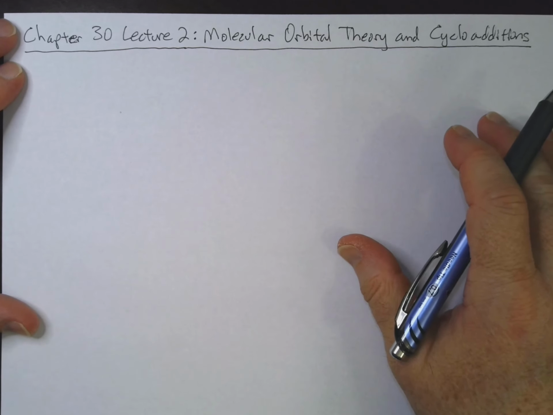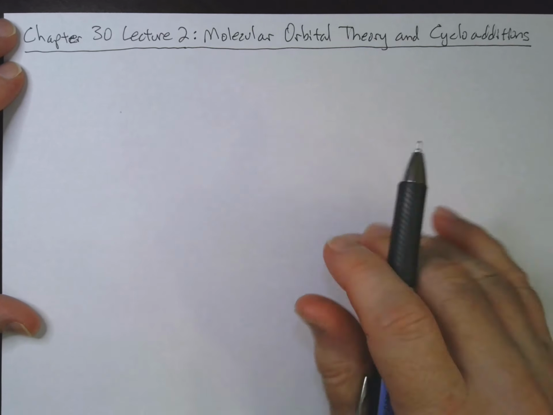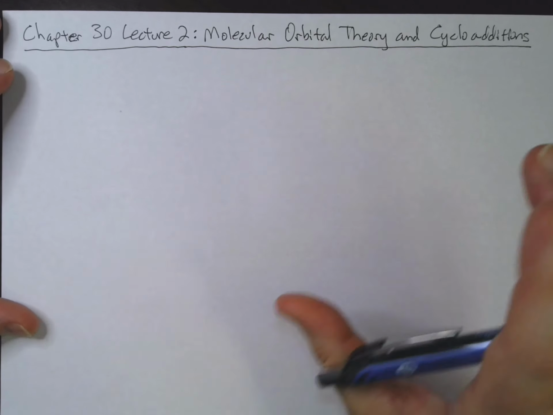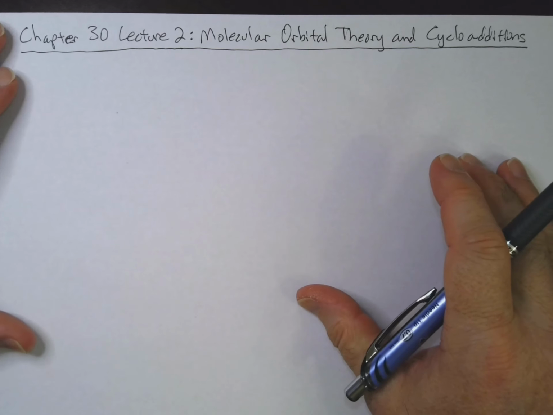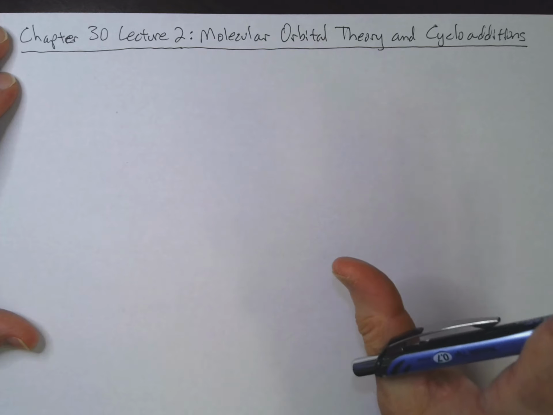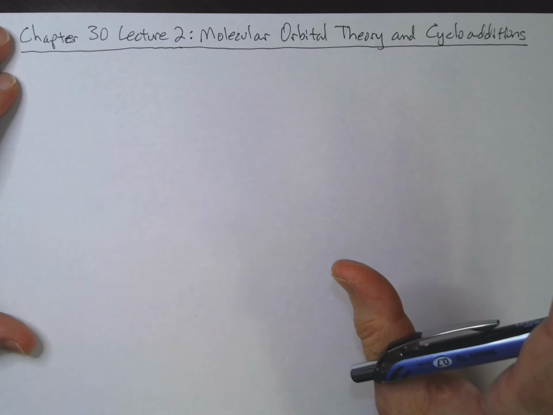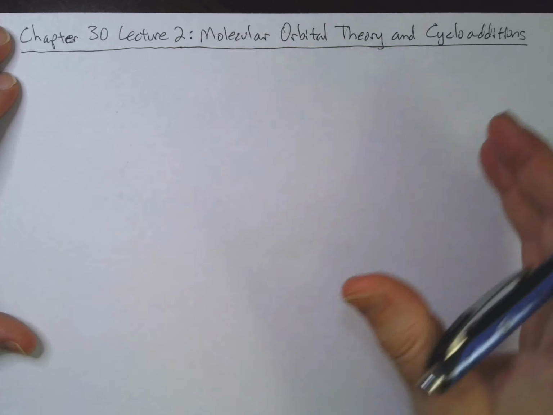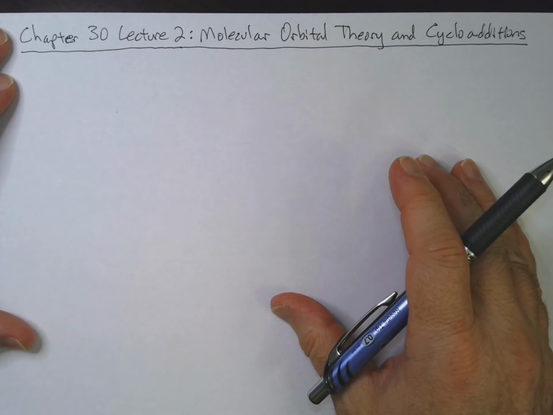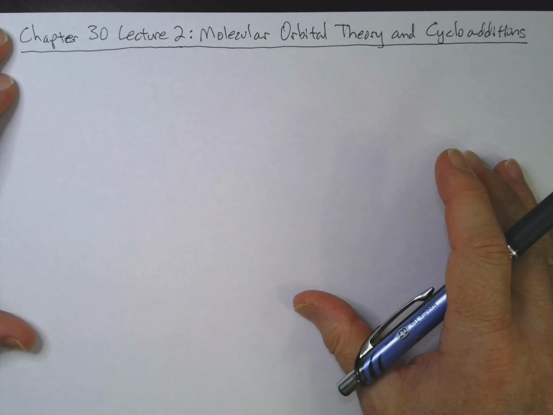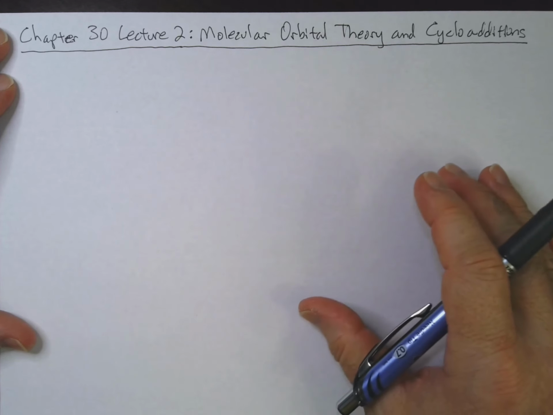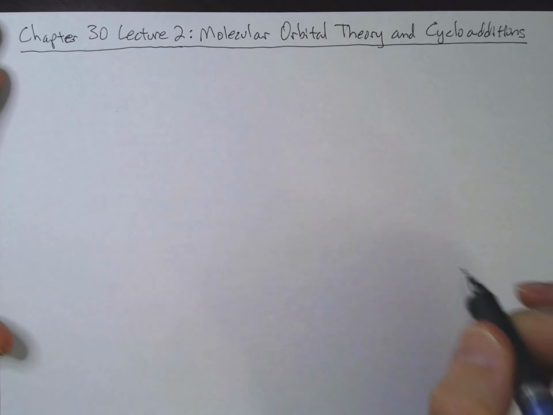In this lecture we're going to look at molecular orbital theory and how it applies to explaining how cycloadditions work. I should note that I'm doing these topics in a little bit different order than the text does, but since we've already talked about the Diels-Alder reaction, talking about cycloadditions first when we talk about molecular orbital theory is a natural thing to do.